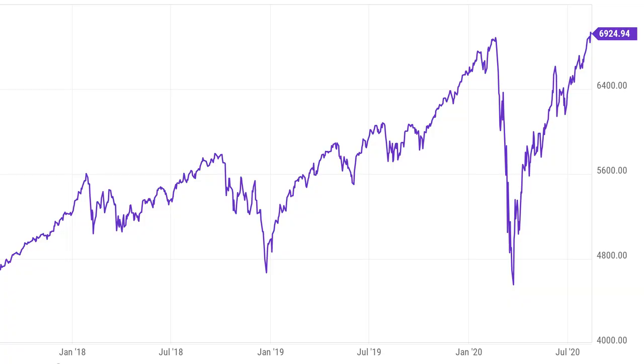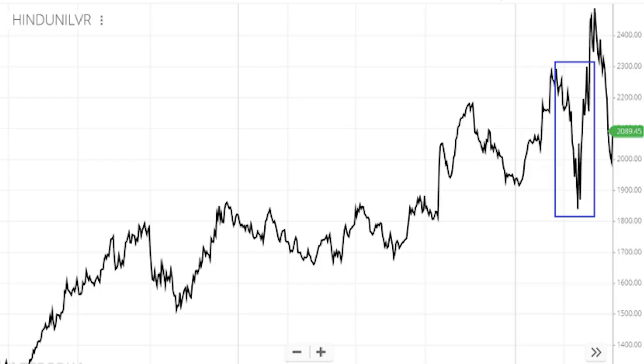This type of recovery is considered one of the most desirable outcomes when there is an economic crisis. And V-shaped recoveries differ from a U-shaped recovery, where the decline is more gradual and the recovery is longer, or a W-shaped recovery, where there is a double dip recession. Let's see this concept in action.